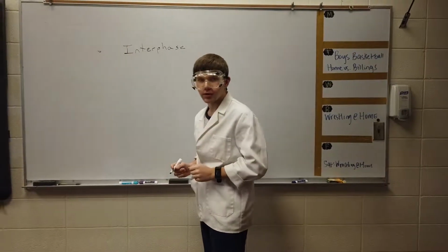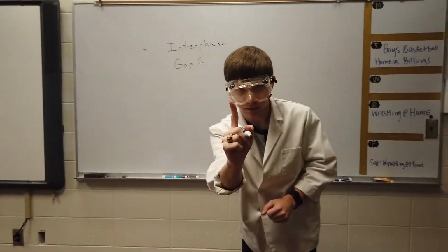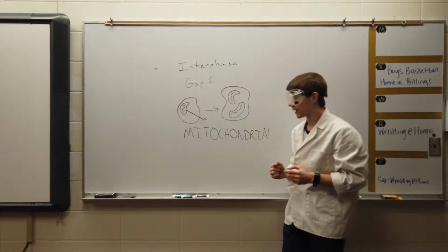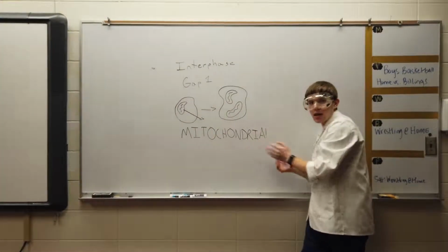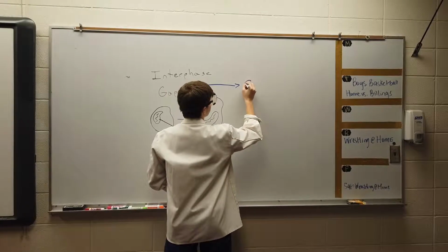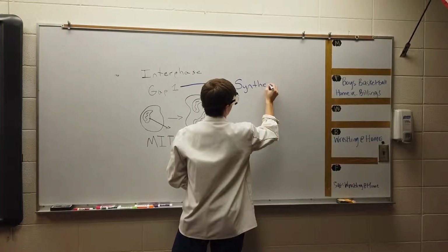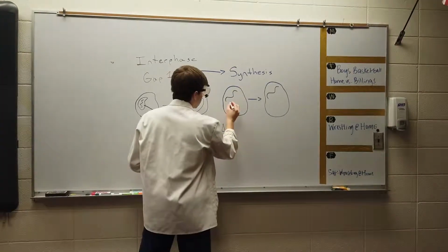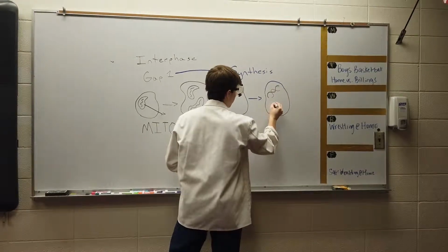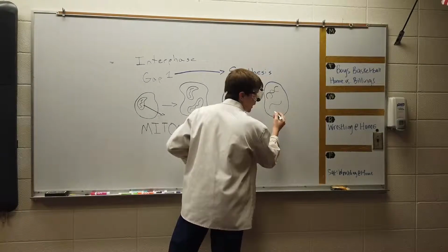Now the first step of interphase is gap 1. In gap 1, the cell grows larger and copies its organelles, like the mitochondria. And it also builds molecular building blocks for future use. Then the next step of interphase is this cool little thing called synthesis. In synthesis, the DNA is copied and the centrosome is also duplicated. This is something that will be helpful later on.